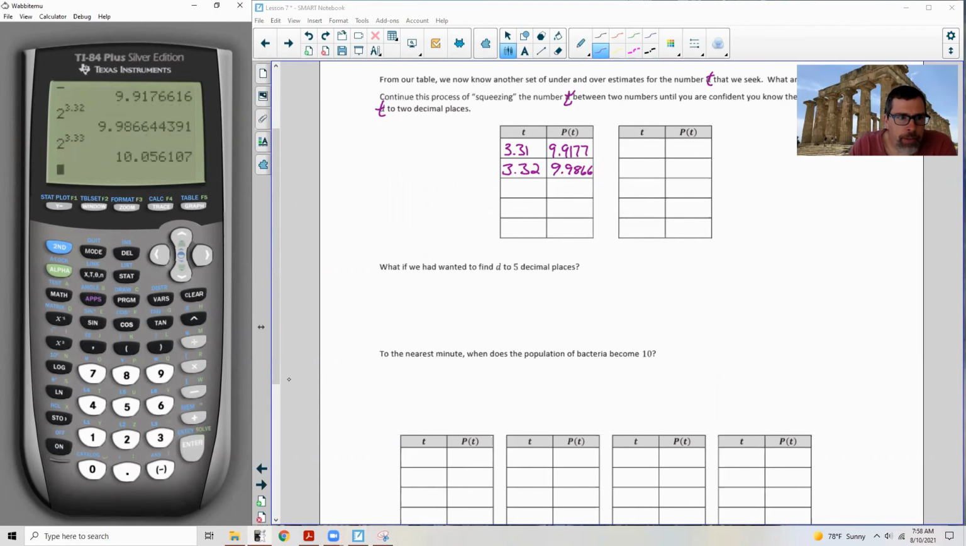2 to the power of 3.33, enter. Oh, we're over. All right, we're over. 3.33 gave us 10.0561. Okay, and since we are now over, we want to go out to, guess what? The 100th place.